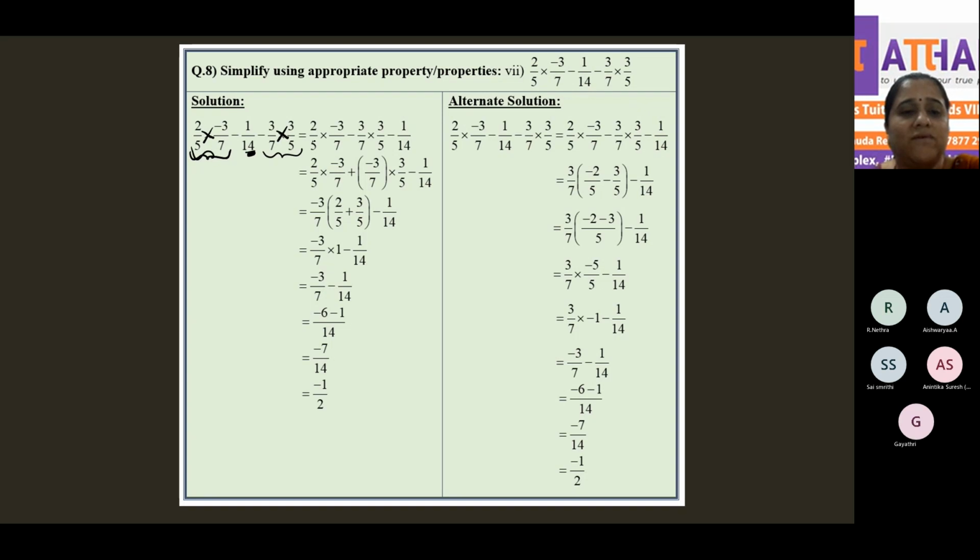First write these two, 2 by 5 into minus 3 by 7. Then write this one, minus 3 by 7 into 3 by 5. And then that minus 1 by 14. That's the first step. In the next step, you see that this is minus 3 by 7, but this is only 3 by 7. Meaning this is the connecting sign.